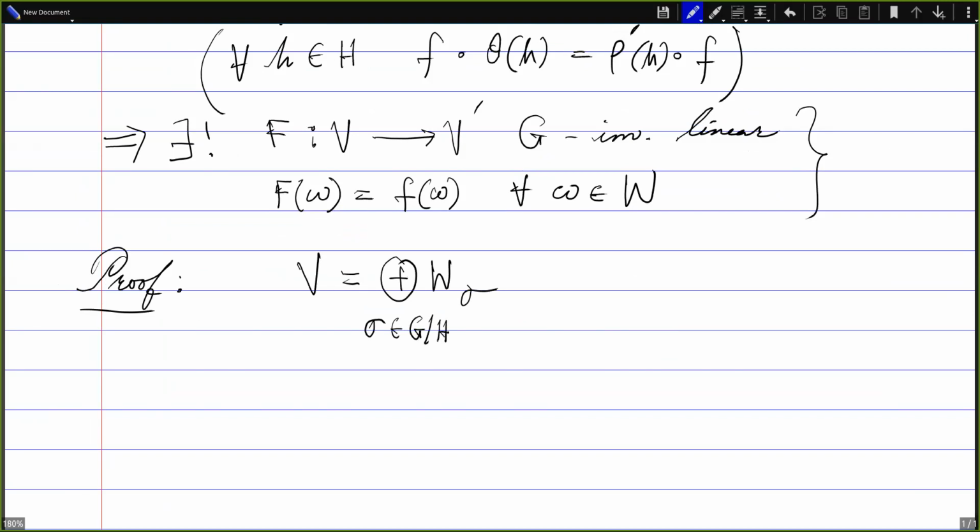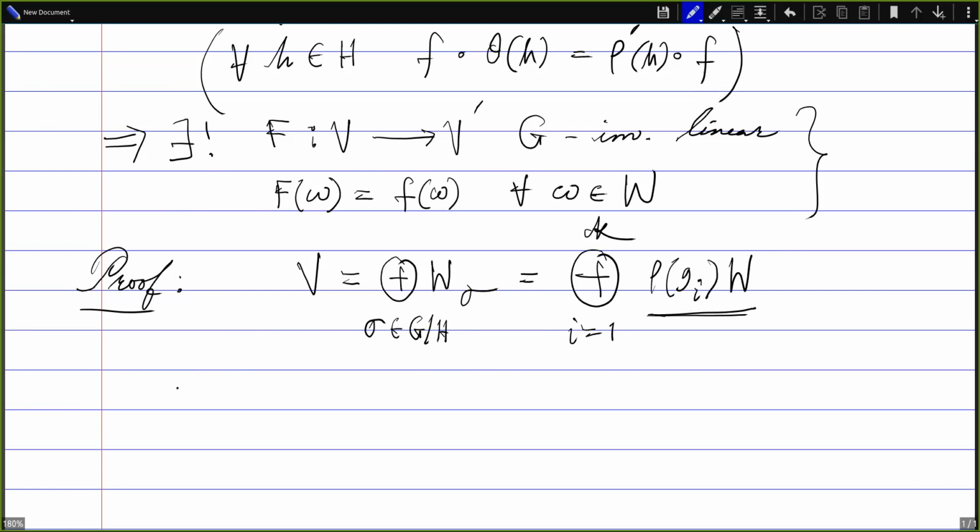This is what we have. For our convenience, from each of these cosets we will choose a representative g_i, and write the sum in terms of the g_i. Suppose sigma_1 up to sigma_k are the cosets of G modulo H. From each sigma_i I choose a representative g_i, so that now W_sigma becomes rho(g_i) of W. Therefore we write this sum as this.